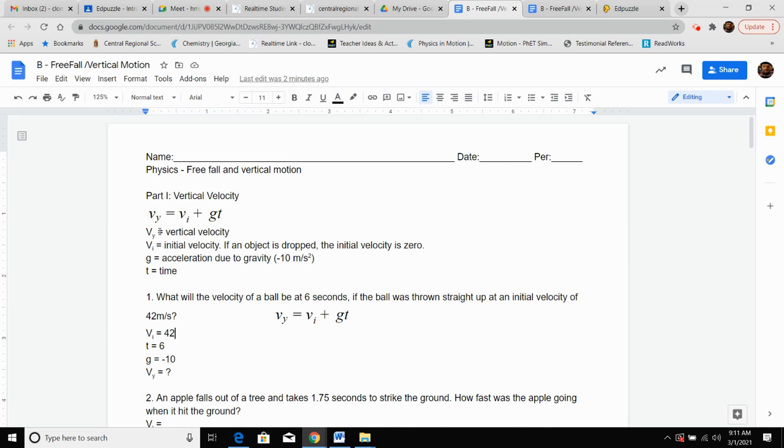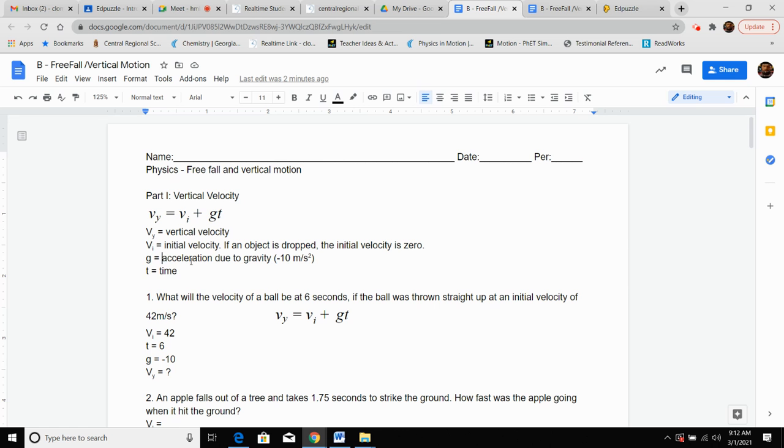Okay, so V sub y is your vertical velocity. Vi is your initial velocity. If an object is dropped, is launched, is rolled, the initial velocity is going to be 0. G in these equations, all right, we are going to use -10. The actual value is -9.8 or -9.81 meters per second squared, depending upon what source you're looking at. But for the easiness of the calculations, we're going to use the -10, and then t is time.